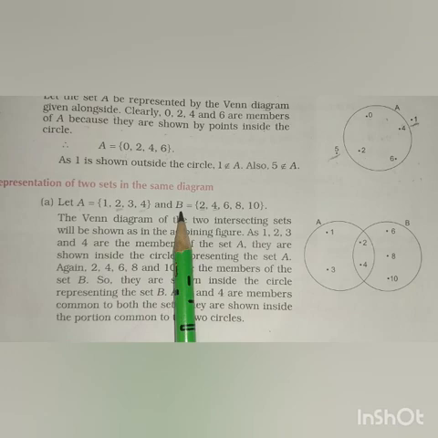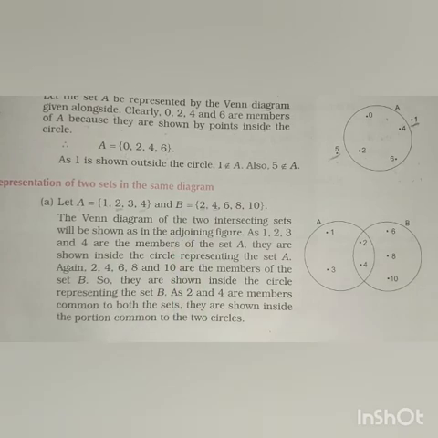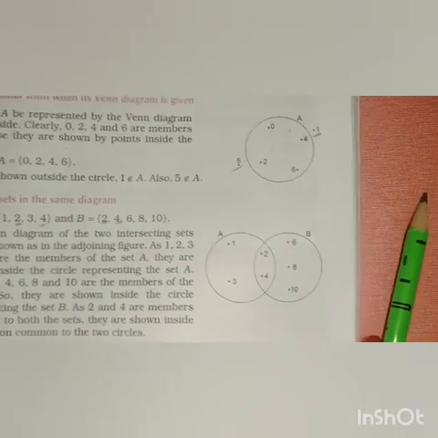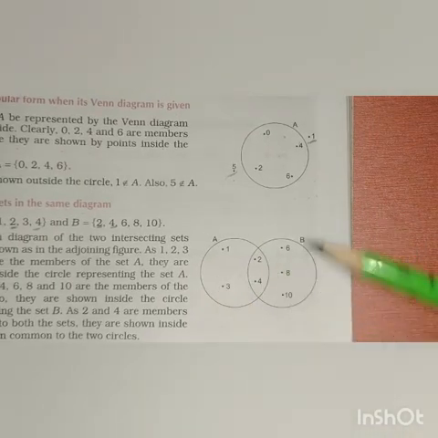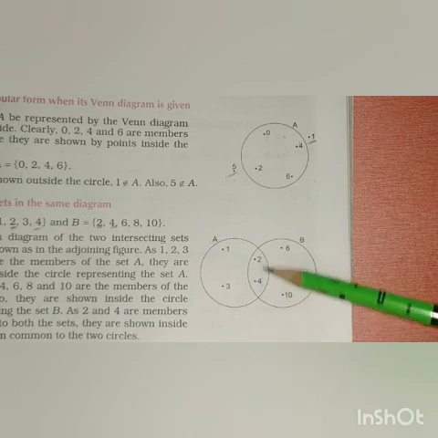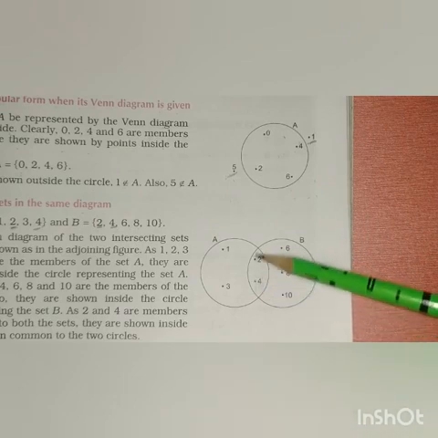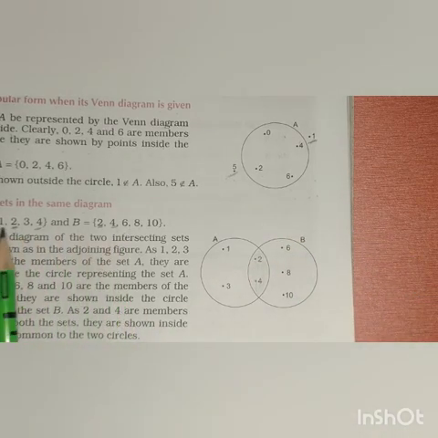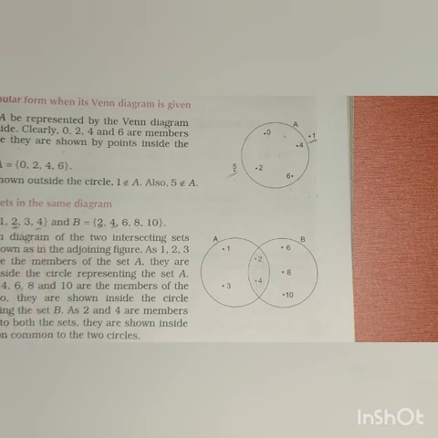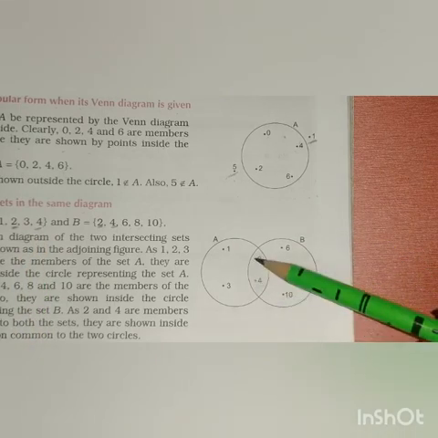So how can you draw the diagram? You have to draw two circles, means two intersecting circles, and the intersecting portion is having the members which are common in the set A as well as set B. Here common elements are 2 and 4. So we write here 2 and 4. Both are common.